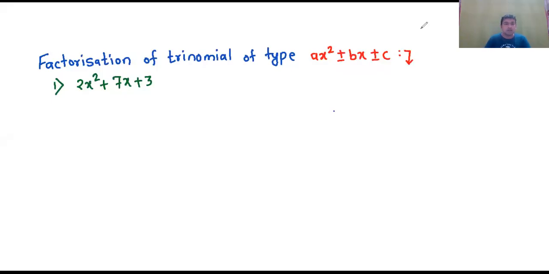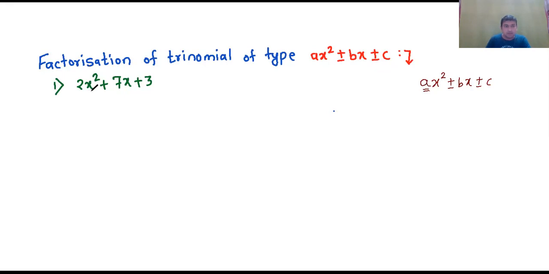Hello students, in this video we are going to learn how to factorize trinomials of the type ax square plus or minus bx plus or minus c. In the previous video we have seen how to factorize x square plus or minus bx plus or minus c. Now if there is a coefficient of x square, how do we factorize this? That part we are going to see in this video.